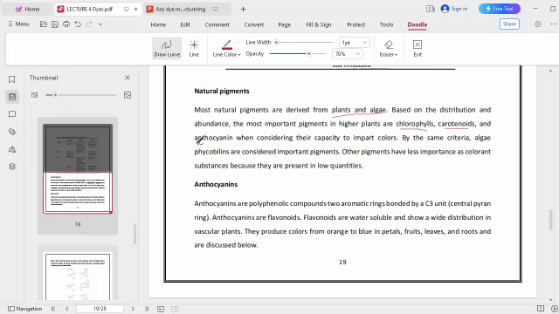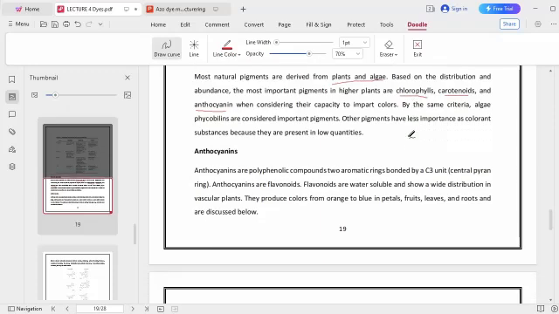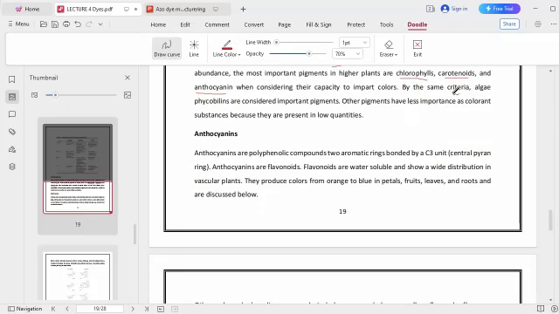We also have the anthocyanins, and all these are types of natural pigments. But we also have some aquatic organisms such as algae and phycobilins. They are also important pigments. The algae have different color pigments like green, red, yellow, etc.